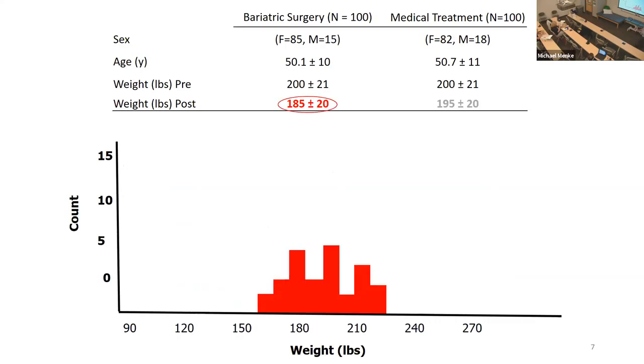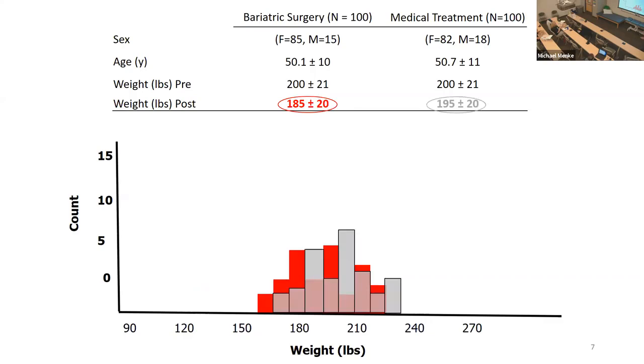So here's my histogram of the bariatric surgery group. 185-pound mean weight at the end of the study versus, I've overlaid here a histogram of the medical treatment group. And you can see that they tend to be slightly larger than the bariatric surgery group. Is there a difference? Does that difference appear to be meaningful? Yeah, well, we've got 100 people though per group. So we've got some power to find a difference, even a small difference if it's there.